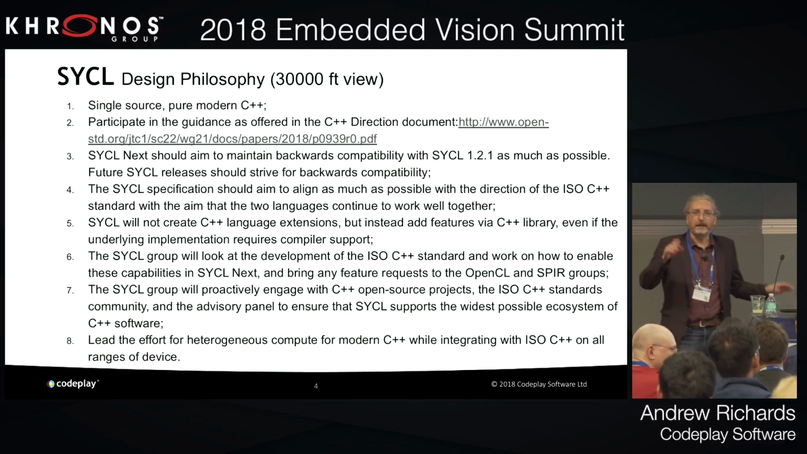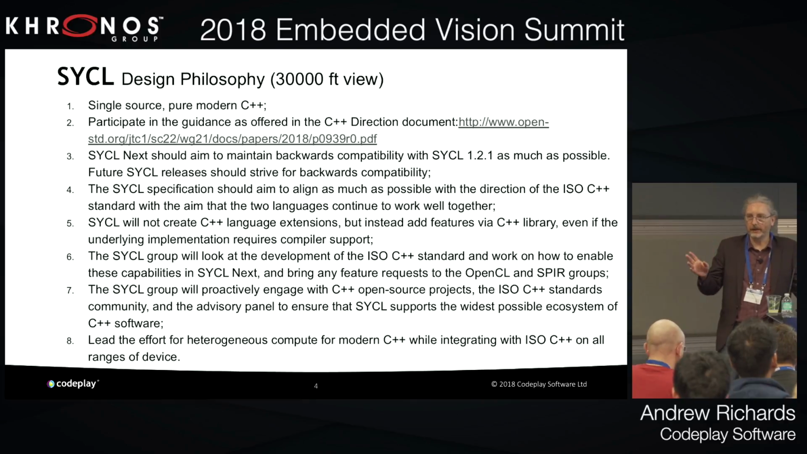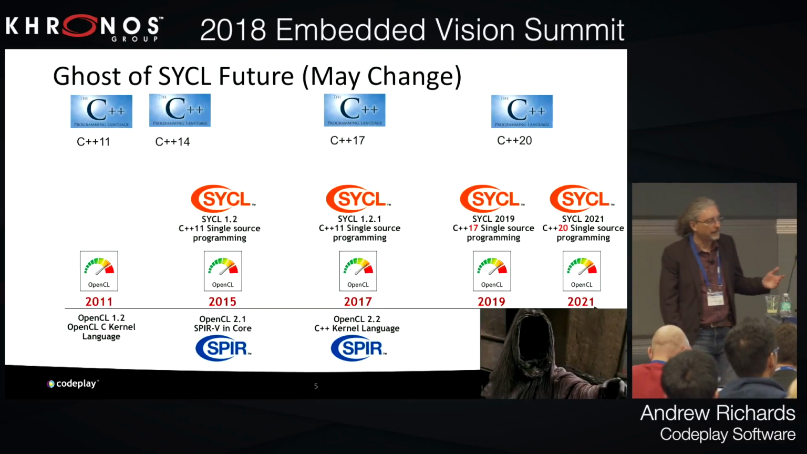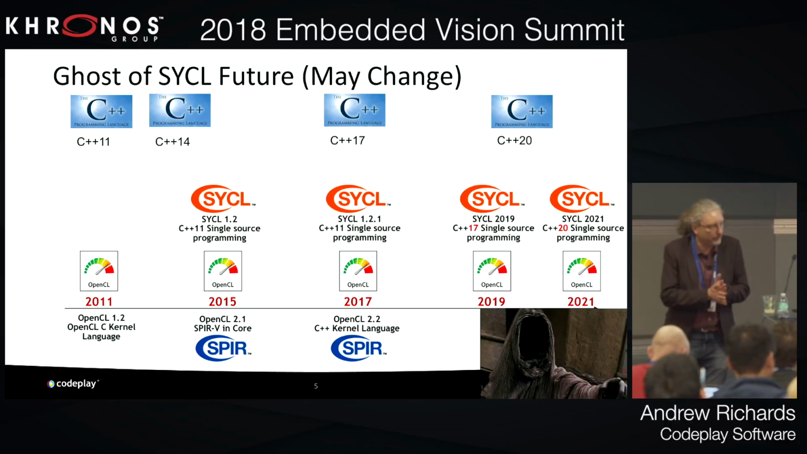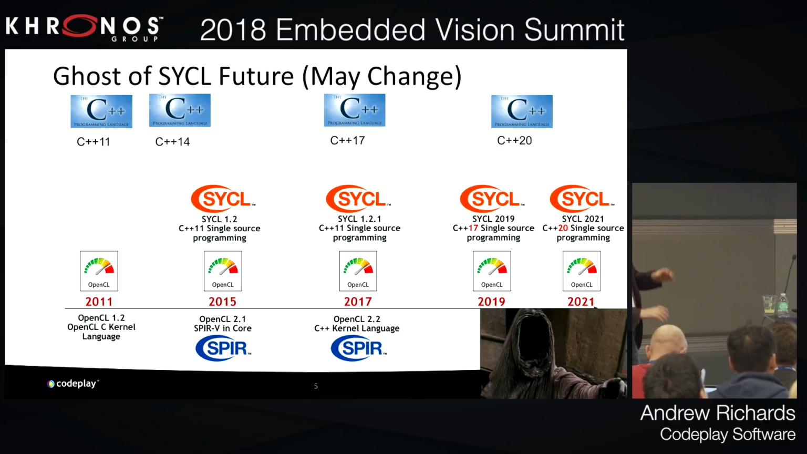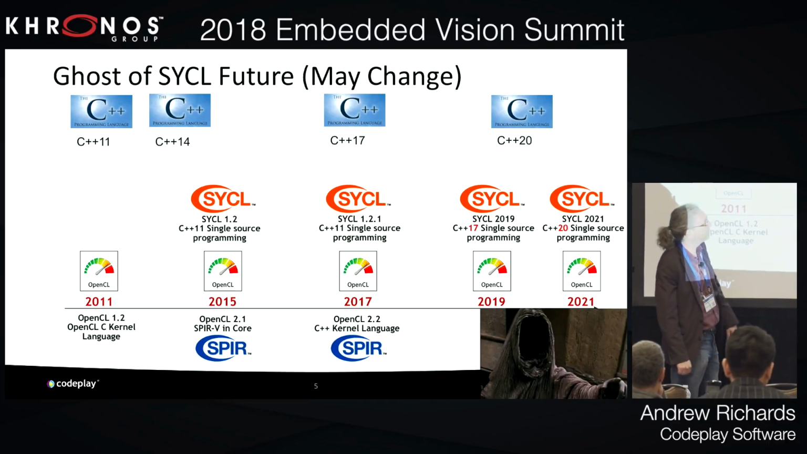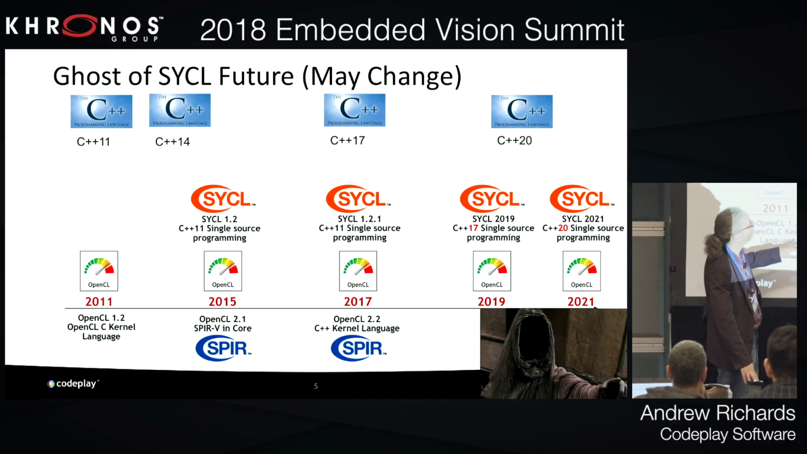So this is a group. It is an industry standard. There's lots of people involved in it. It's a royalty-free standard. You can go and implement it if you want. This is our current roadmap that we're targeting. I don't know why there's ghosts on it. They've got obsessed with ghosts. But the original OpenCL is 2011, and SYCL 1.2 we got out in 2015. Obviously, we're still working on it. So it was quite a big job.